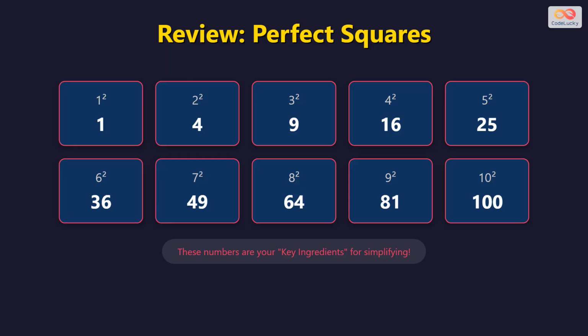Before we begin simplifying, we need to know our key ingredients, perfect squares. A perfect square is a number you get when you multiply a whole number by itself. For example, 2 times 2 is 4, 3 times 3 is 9, and so on. The numbers 1, 4, 9, 16, 25, 36, and so on are the ones you need to look out for. Memorizing the first 10 or 12 perfect squares will make this process much faster for you.